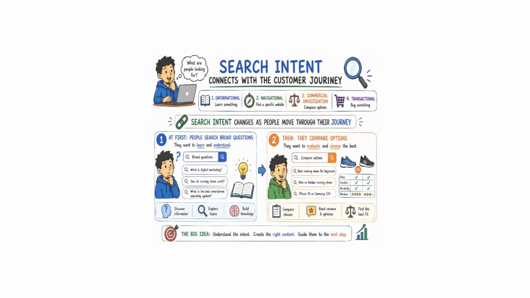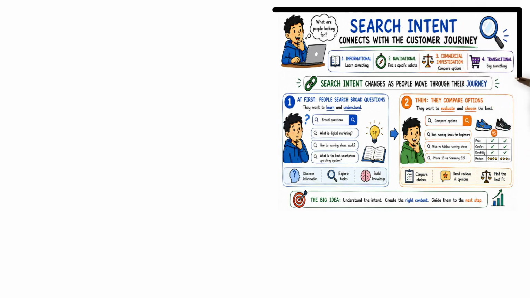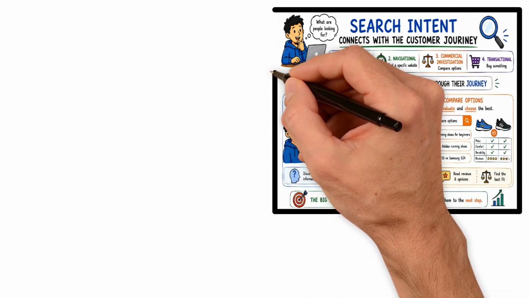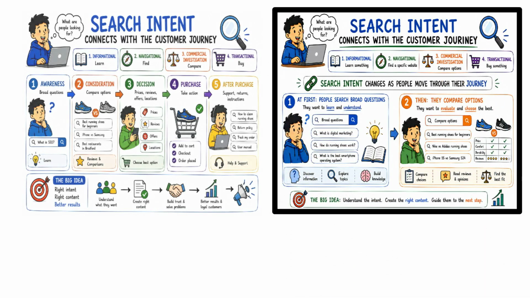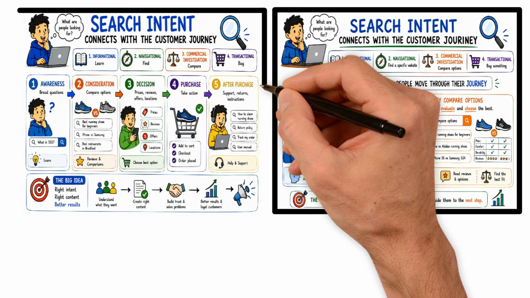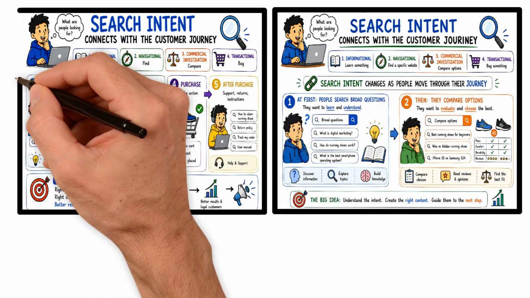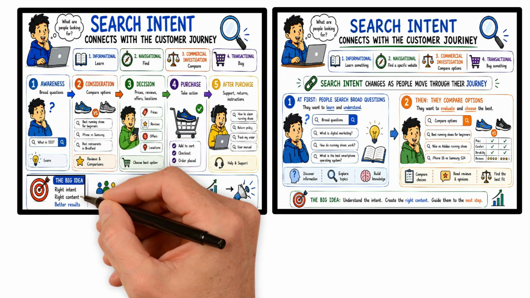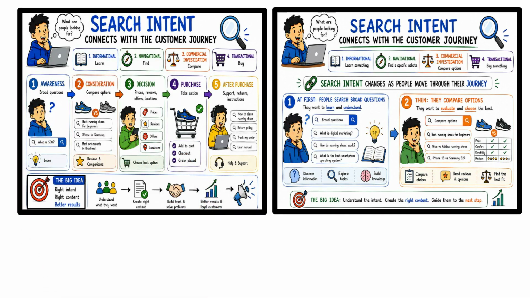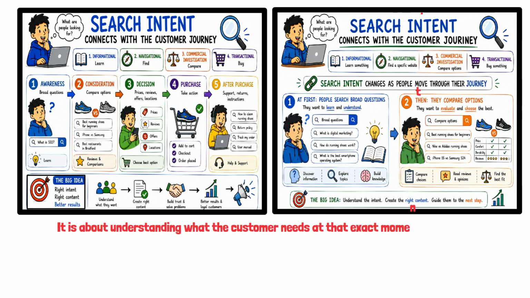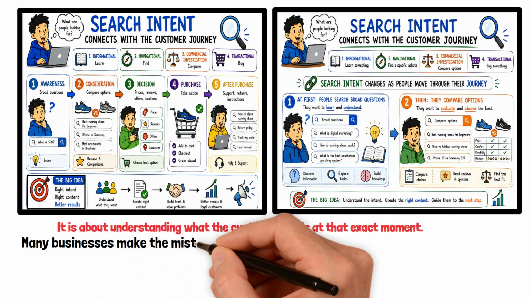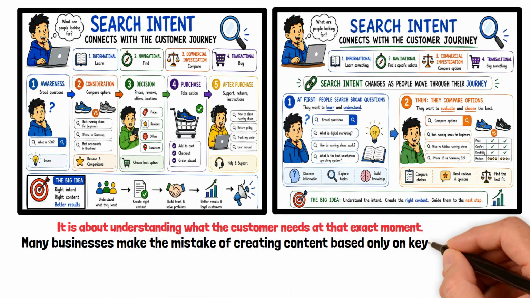Search intent also connects with the customer journey. At first, people search broad questions. Then they compare options. Later, they search for prices, reviews, offers, and locations. After buying, they may search for support, returns, or instructions. This means search intent is not only about SEO, it is about understanding what the customer needs at that exact moment.